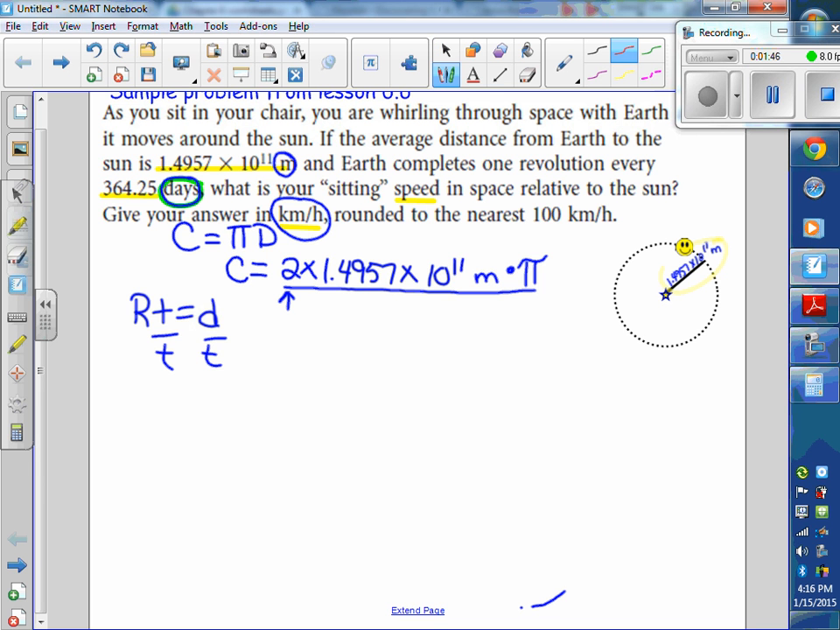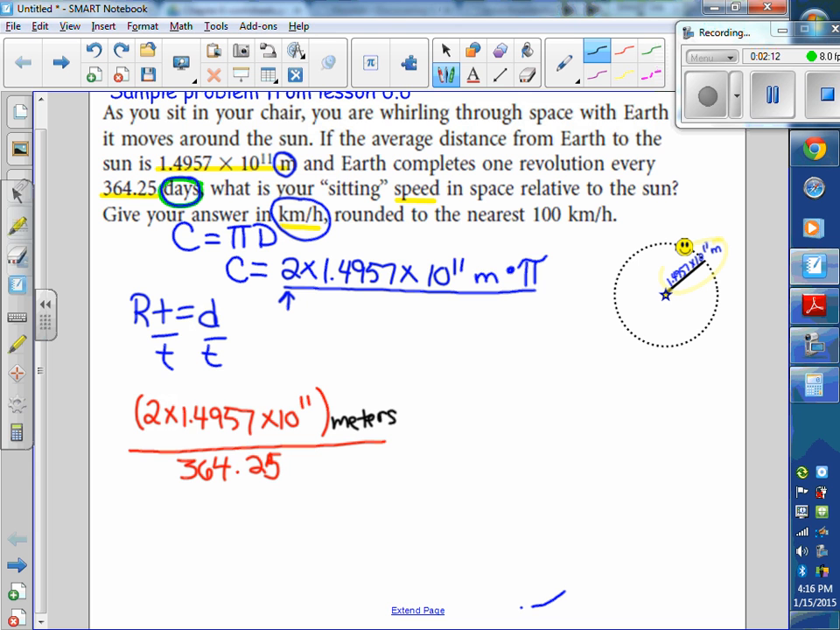So to figure out this problem, you would take that circumference, 2 times 1.4957 times 10 to the 11. And remember, that's in meters. And divided by 364.25, and that's days.